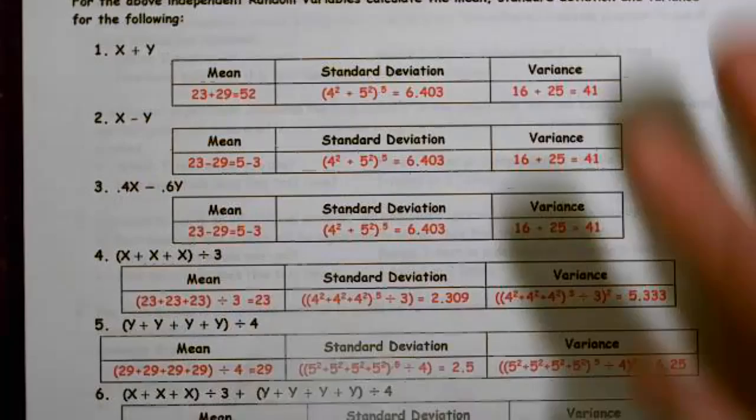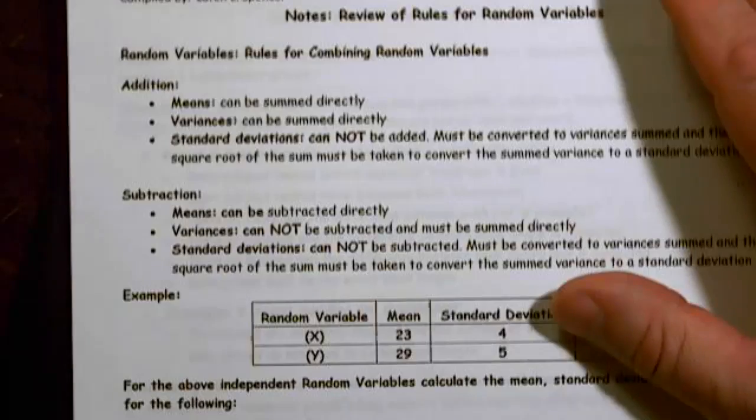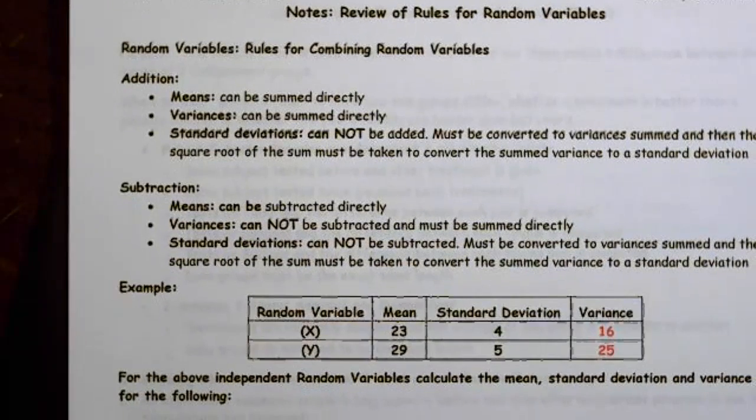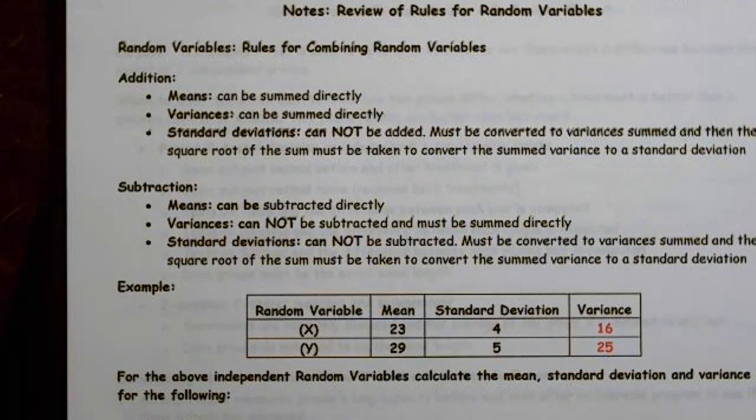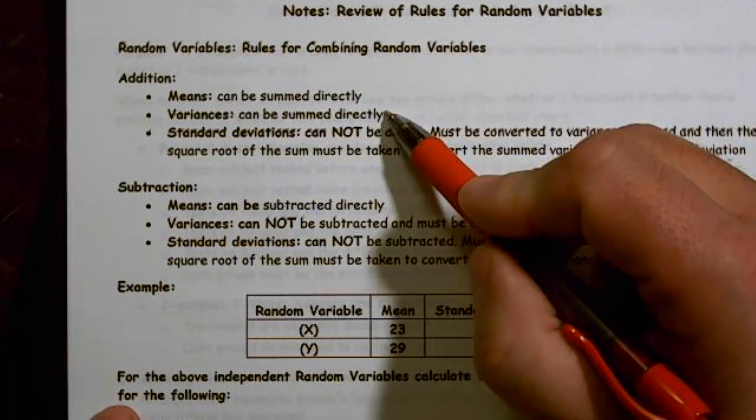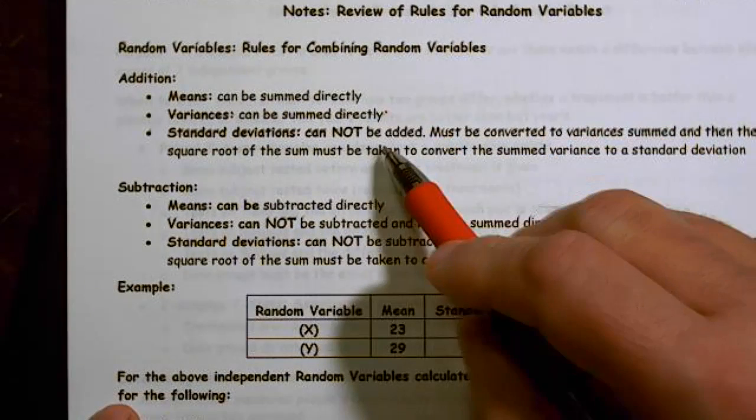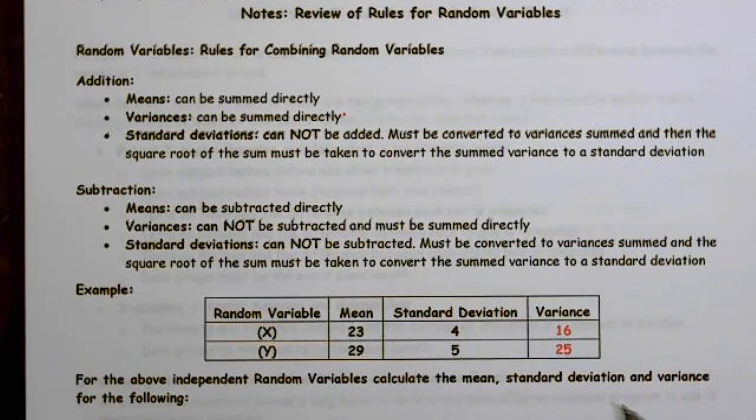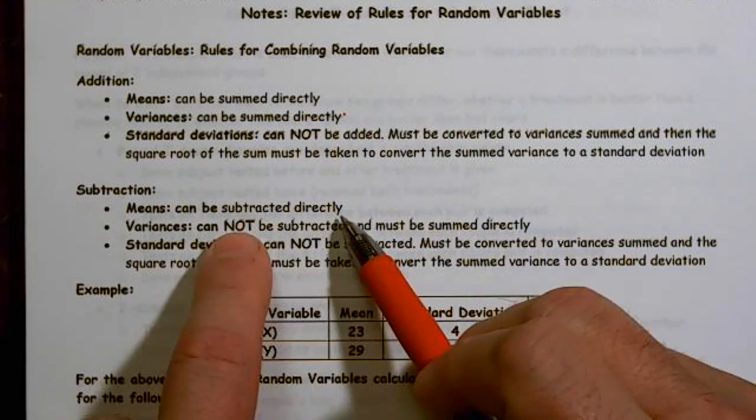The next part of this video is going to be combining random variables. Means can be summed directly, and variances can actually be summed directly. Standard deviations cannot be added. They must be converted to variances first, summed, and then the square root of the sum must be taken. Means can be subtracted directly.